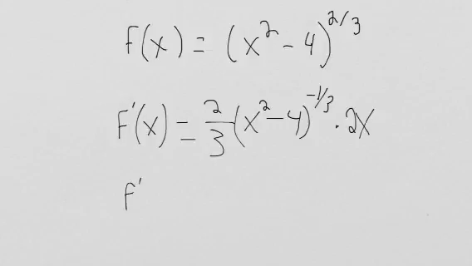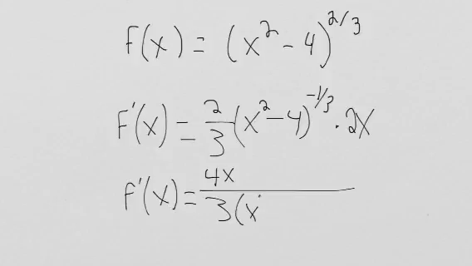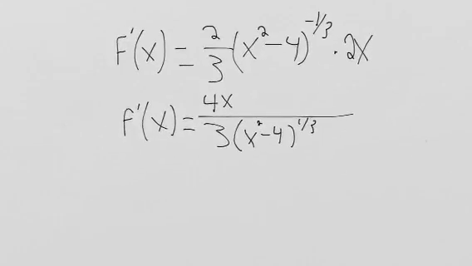So we can say f prime x equals 2 times 2x is 4x over 3. And because we have an x squared minus 4 to a negative 1/3, we can drop that down to our denominator and make it a positive 1/3. So x squared minus 4 to the positive 1/3. So there's our f prime.